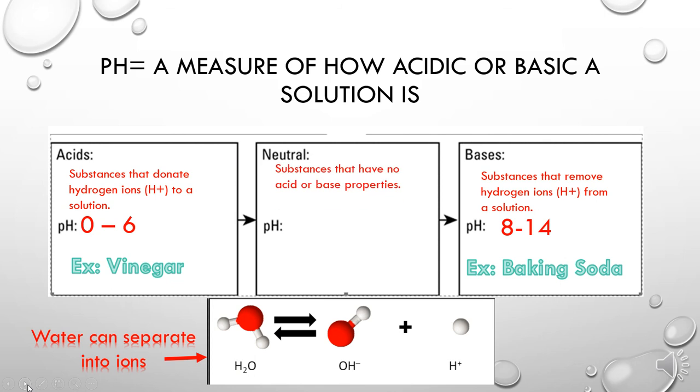These are going to be substances that have no acid or base properties. Notice how H2O is made up of H plus as well as OH minus, so it cancels itself out. And this is going to be a pH of 7, and pure water, simply H2O, no additives, not tap water, just pure water, is going to be neutral.